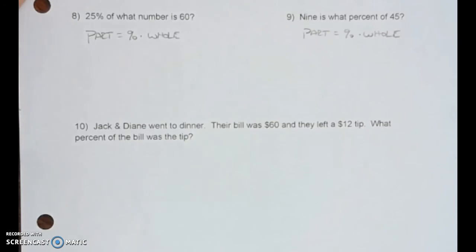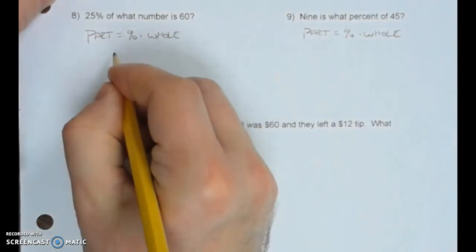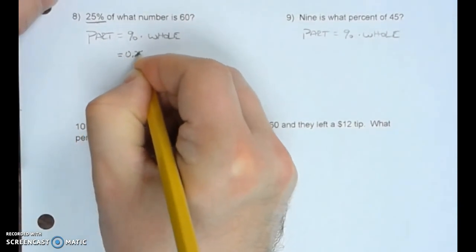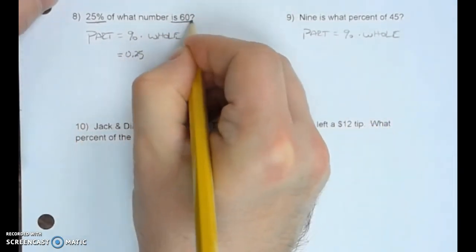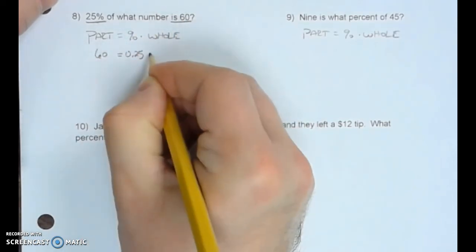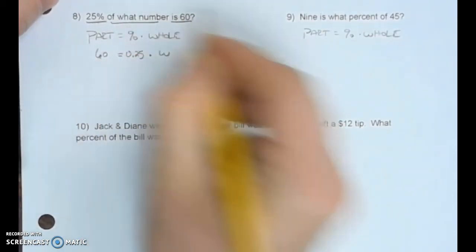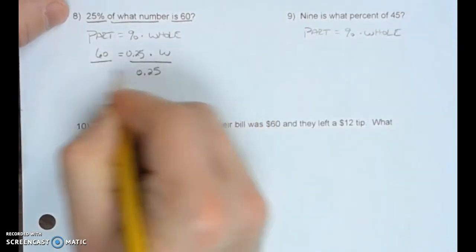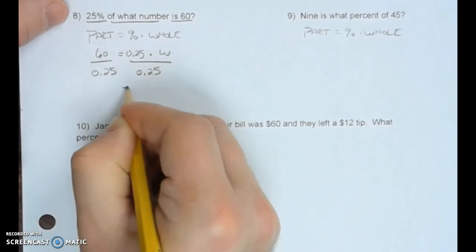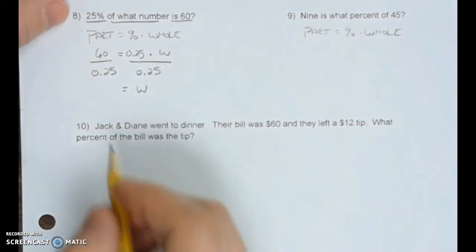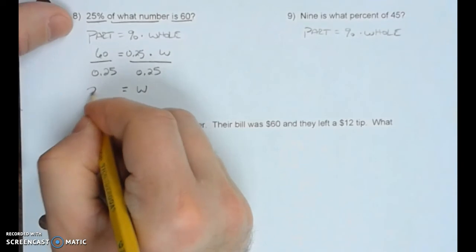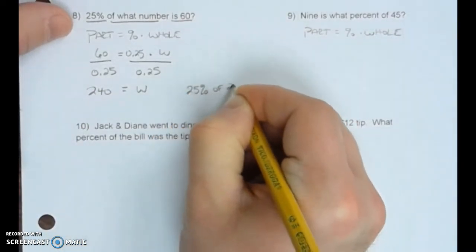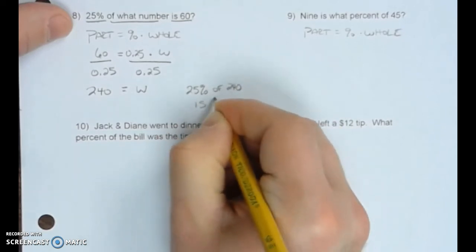In number 8, we know that 25% of what number is 60, so we can substitute in for our rate, 25 hundredths as a decimal. 60 is attached to the part, and so again we're looking for the whole value, of what number. To get W by itself, we'll have to divide each side by 25 hundredths, and that's going to leave us with W on the right. 60 divided by 25 hundredths is 240. And so 25% of 240 is 60.